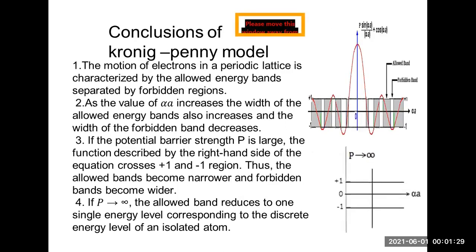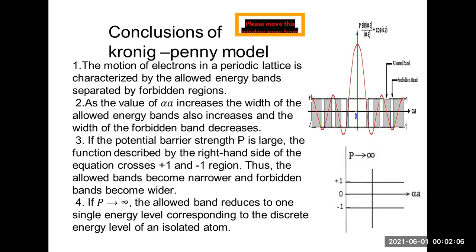What are the important conclusions we can draw by seeing this particular equation? What is the meaning of that equation in the physical sense? According to the Kronig and Penney model, the movement of electrons in a periodic lattice, inside a metal, will look like this.